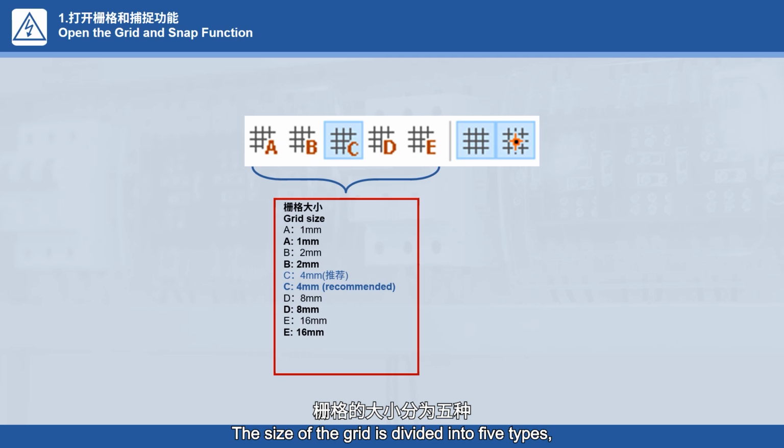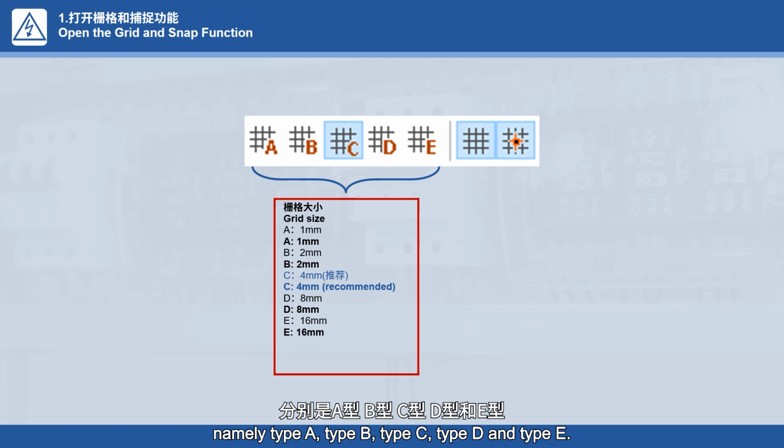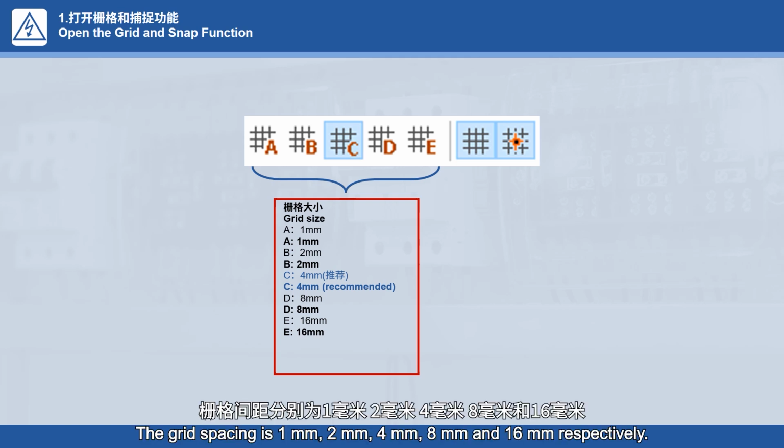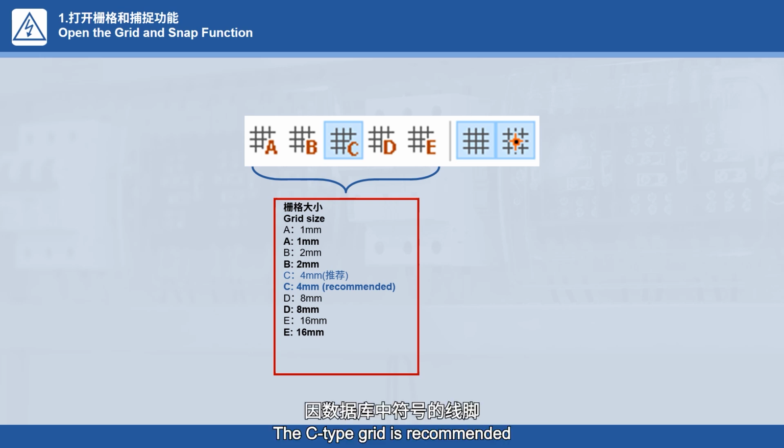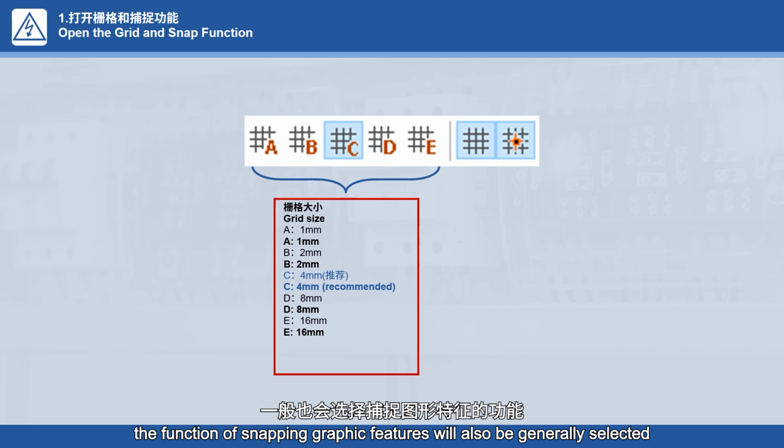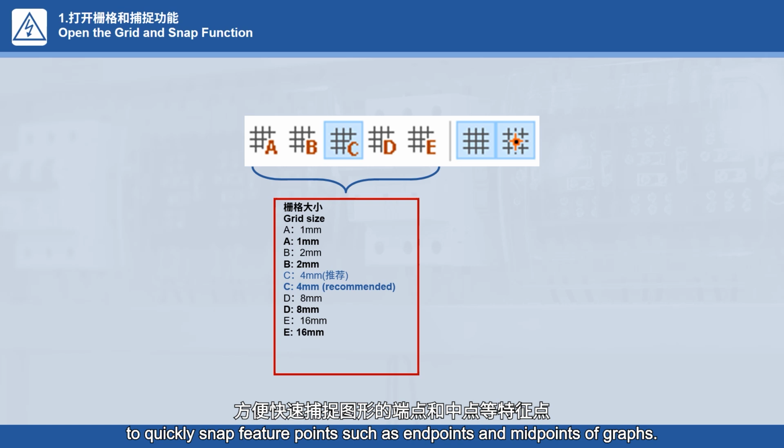The size of the grid is divided into 5 types, namely Type A, Type B, Type C, Type D, and Type E. The grid spacing is 1 mm, 2 mm, 4 mm, 8 mm, and 16 mm respectively. The C-type grid is recommended as the line moldings of symbols in a database are typically 4 mm apart. After the grid function is selected, the function of snapping graphic features will also be generally selected to quickly snap feature points, such as endpoints and midpoints of graphs.